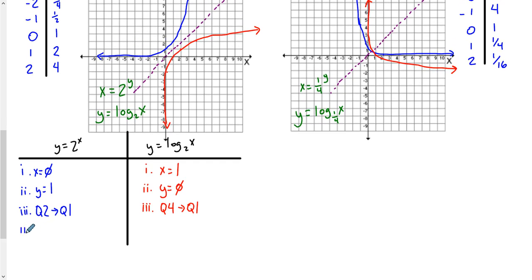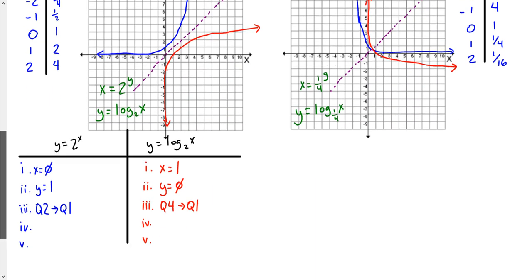And then we talk about the domain and the range. So I'm just going to put my letters down. Domain and range. So our domain on the exponential is all real numbers. Our domain on the logarithms, it's only our x values that are greater than 0. Now it's still all real numbers, but it's only the x's that are still greater than 0.